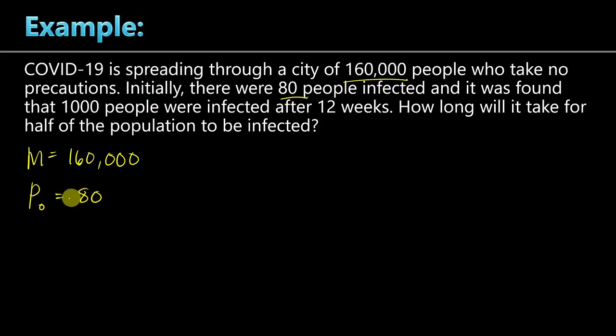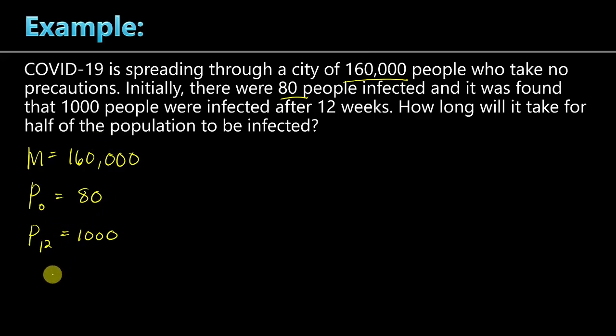And it was found that 1,000 people were infected after 12 weeks. After 12 weeks, umabot na sa 1,000 ang may COVID. Bilis na. Bakit? Kasi nga, walang precautionary measures. So, how long will it take for half of the population to be infected? Kung half ng population ay 80,000, kailan mangyayari na mai-infect na ang kalahati ng mga tao sa city na ito? Okay? So, let us solve the problem.